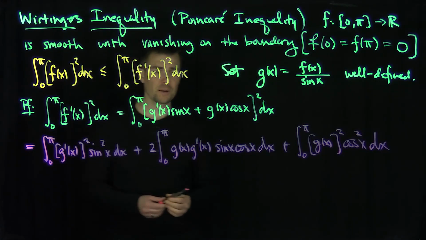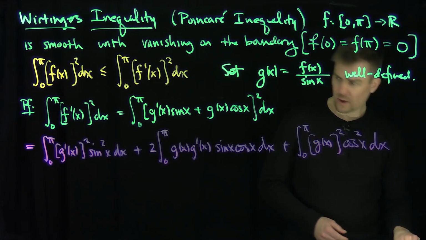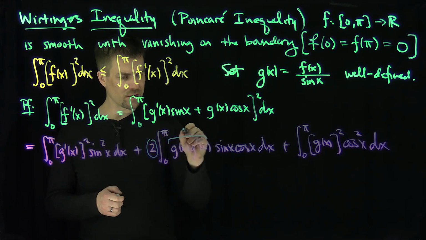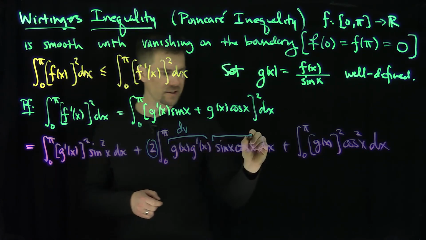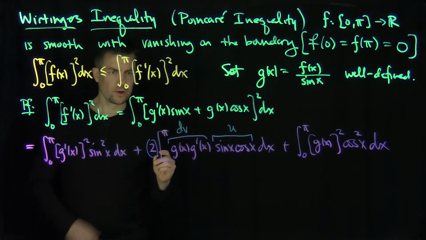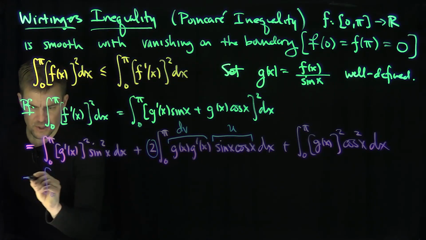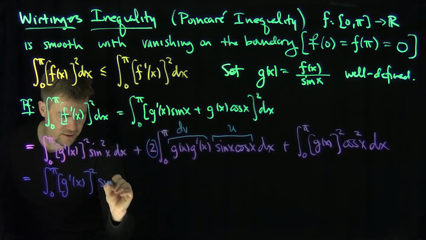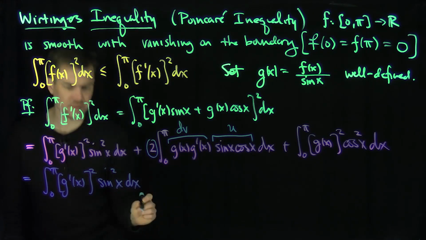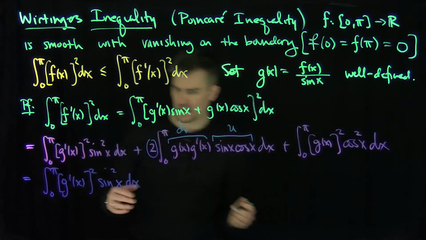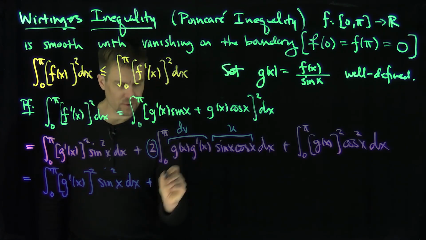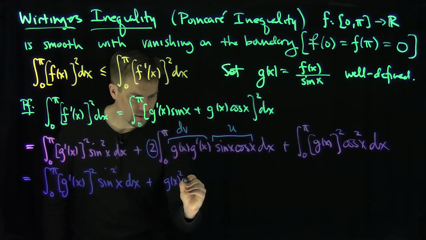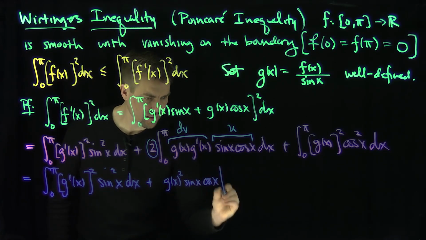Okay? And so now here's the kicker. I'm going to integrate this middle integral by parts. I have a 2 times this thing over here, that's going to be my dv, and that's going to be my u over there. So let's do this. This is equal to the integral from 0 to pi of g prime of x quantity squared sine squared of x dx, okay? Then plus the boundary terms. The antiderivative of dv is just going to be g squared, so it's going to be g of x squared sine x cosine x from 0 to pi.